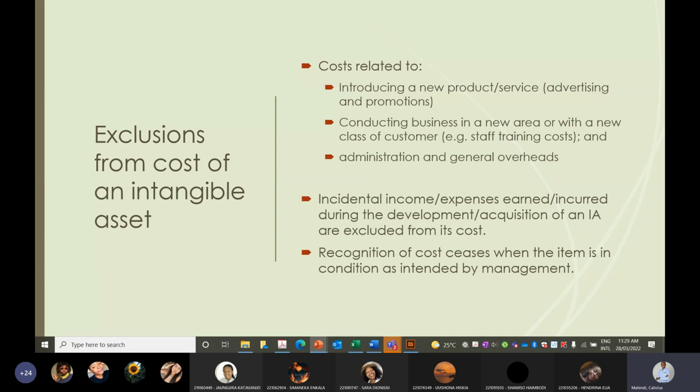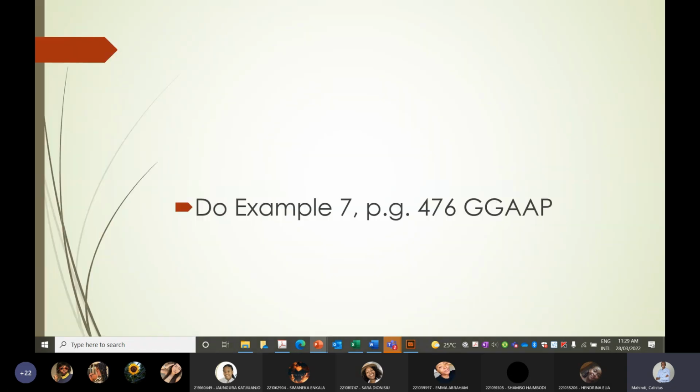And when does recognition cease? Recognition of cost ceases when the item, or in this instance, when the intangible asset is in the condition as intended by management. In order to reinforce this, please do example 7 on page 476 in Gripping GAAP.